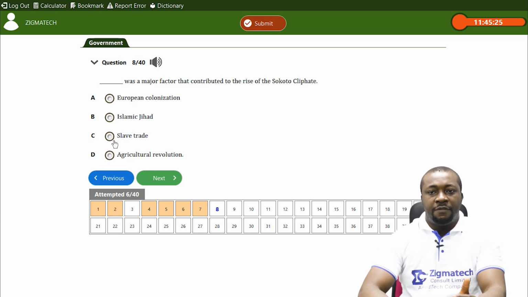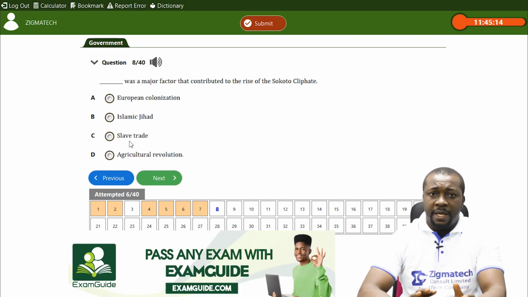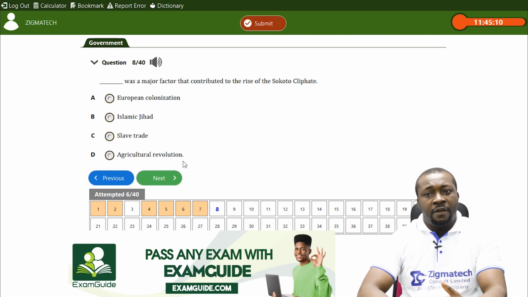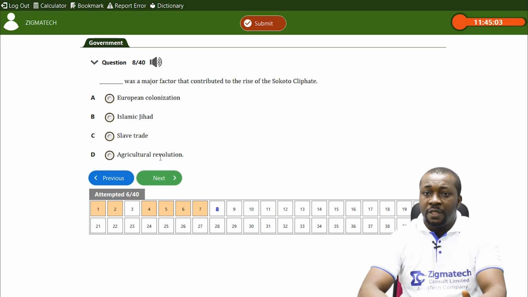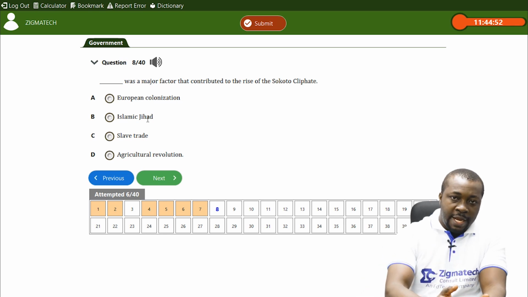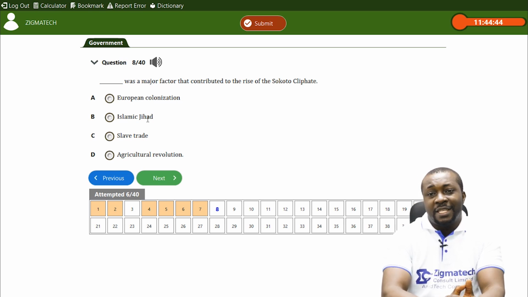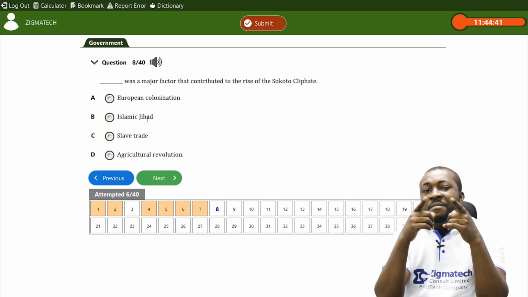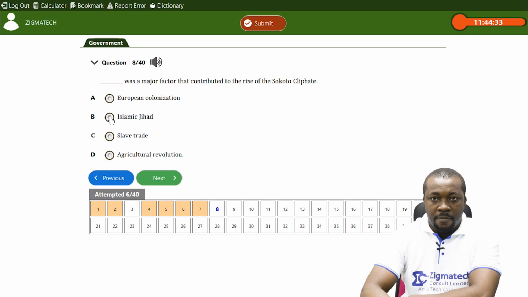Now, look at option C, slave trade. Slave trade actually did not give rise to the Sokoto Caliphate. Of course, there was slavery then, but slavery was not so much in this northern part. We had an agricultural revolution. Yes, they practiced feudalism, but that agricultural revolution was not quite pronounced in the northern part of Nigeria, in the Sokoto Caliphate. It was the Islamic Jihad, that Jihad war that Usman Danfodio led in 1804, that lasted for 10 years, that led to him winning and conquering the Hausa Kingdom and enthroning the Caliphate, the Emirate system, of which the Sokoto Caliphate was the most supreme. So it is Islamic Jihad, option B, that is the correct answer.